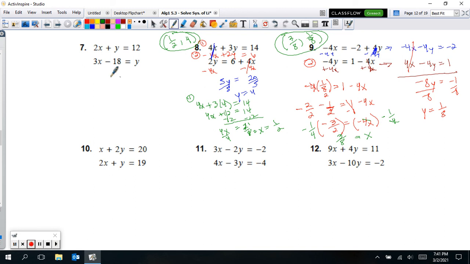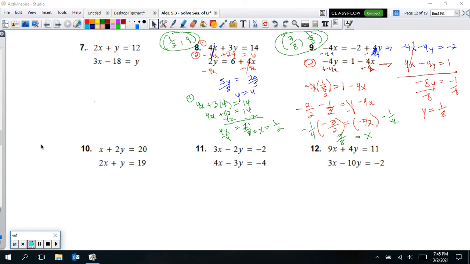Alright, so I'm going to have you try number 7. Try number 7 on your own. You have to adjust the second equation. That's the only one because this one's already in standard form. Just adjust this one. You can move 18 this way, add 18 to go over there, subtract the y to come over here. And then you'll be able to eliminate, looks like the y's. So go ahead and pause the video and do number 7 and then just play it and check your answer.